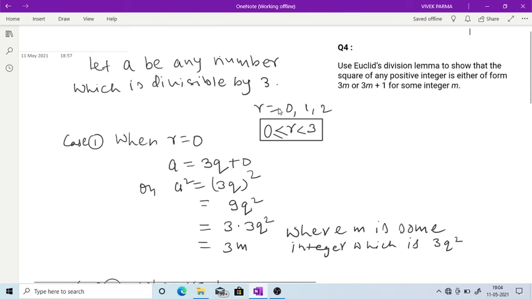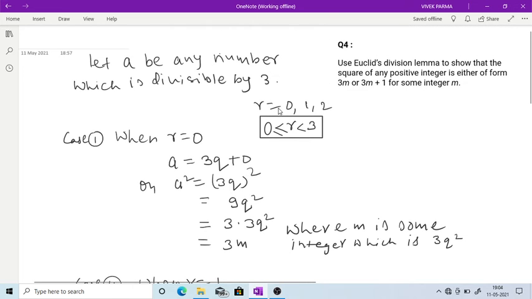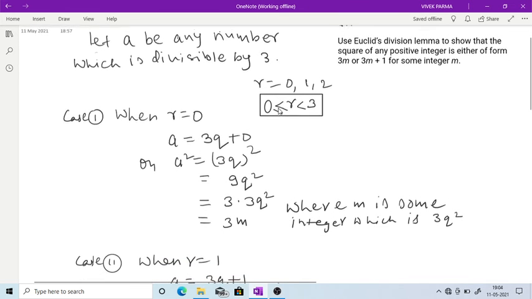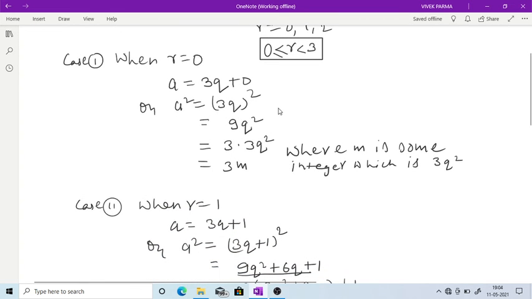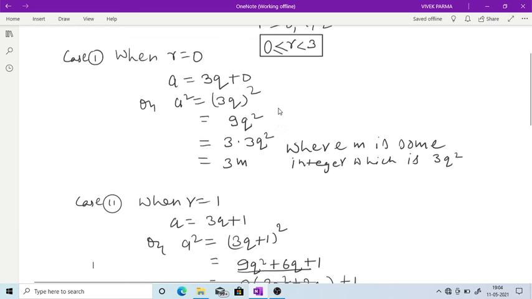हमने यहाँ कोई एक नंबर लिया, राइट, जो डिविजिबल बाई 3 है। When our divisor is 3, the maximum possible remainders will be 0, 1, 2, right? So now we have taken over here 3 cases for each remainder, right? So for case 1, when the remainder equals 0, we have 3m, right?